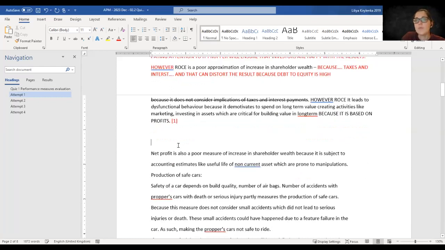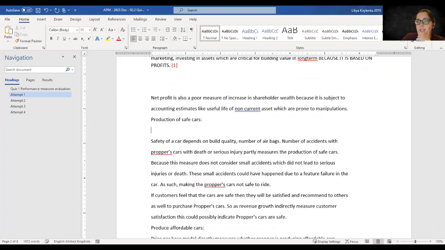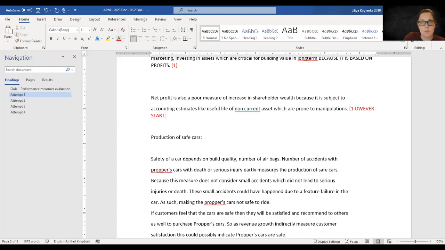Okay, net profit is also a poor measure of increase in shareholders' wealth because it is subject to accounting estimates like useful life of non-current assets, which are prone to manipulation. Okay, that is good. That can be taken into account. However, start with good. So you need to say on one hand, it can, on the other hand, it cannot.